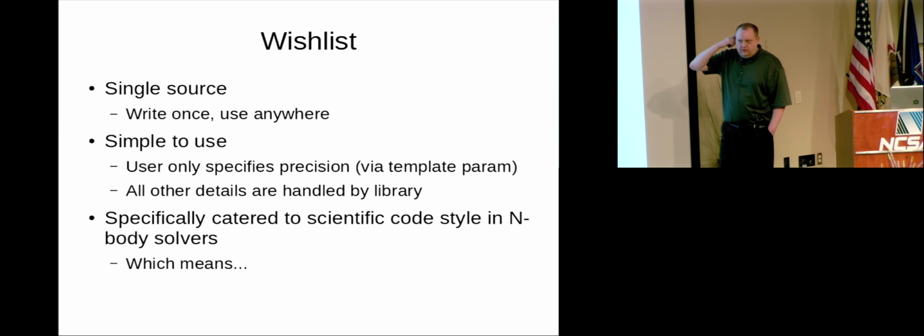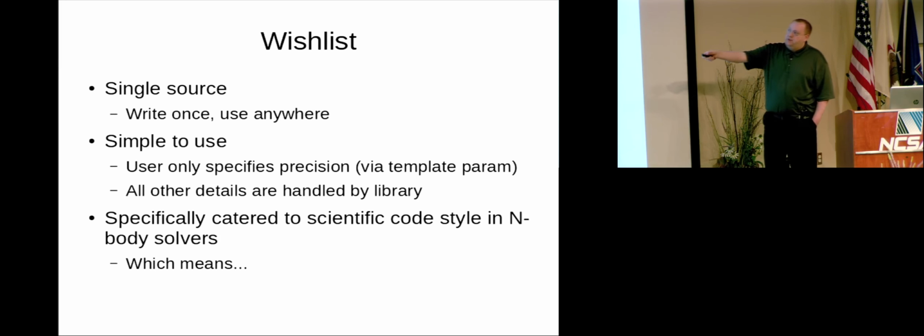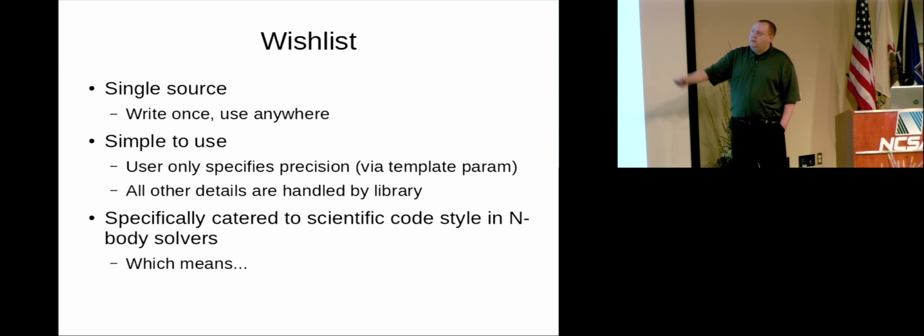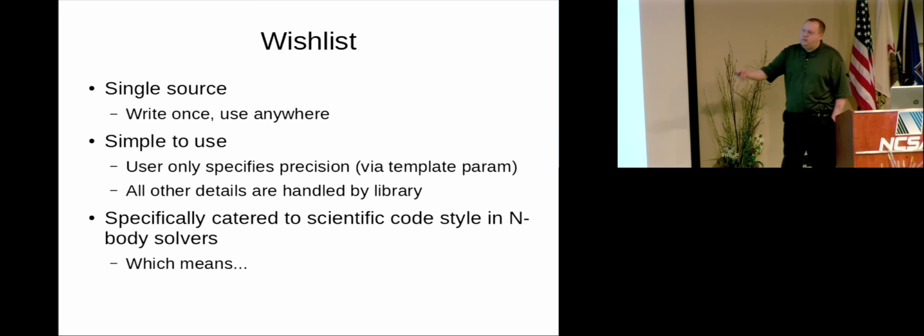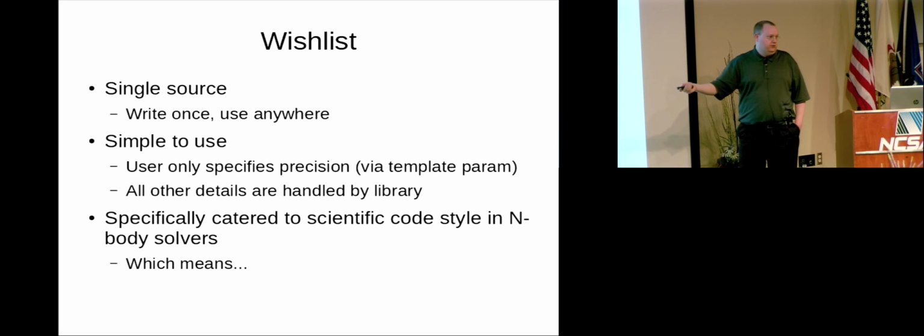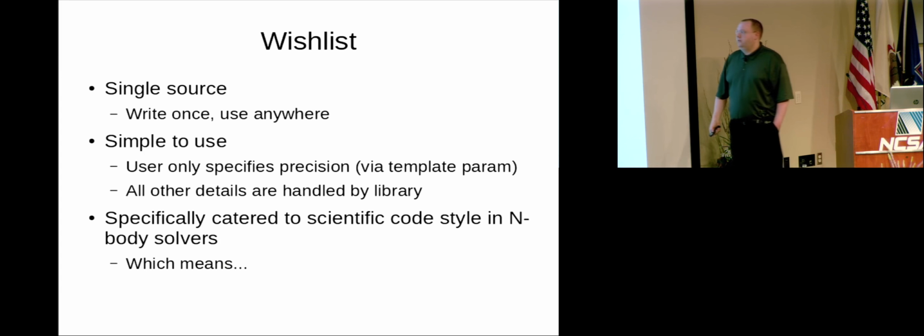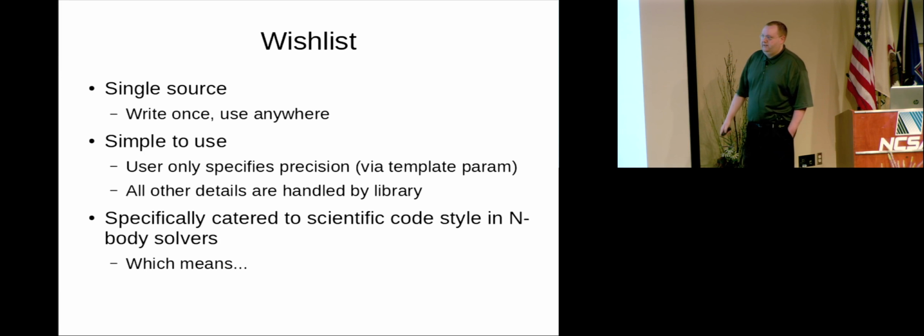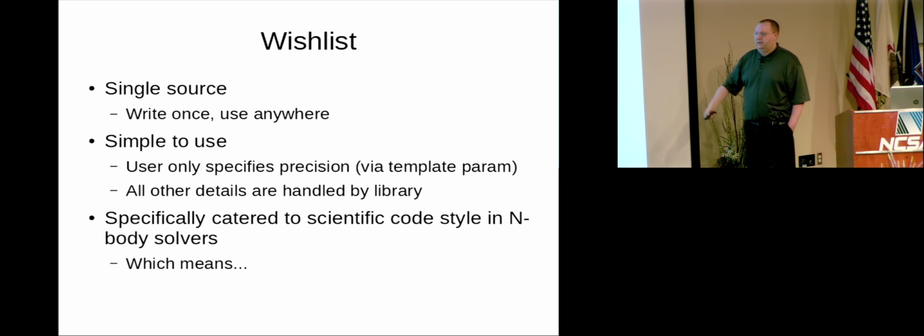So what do I want to see in a SIMD library? I want it to be single source. That is, I want to write once and use it anywhere. I'll get more into detail about this in the next slide. I want it to be easy to use because I'm writing for science-oriented folks, not computer science-oriented folks. So I only want the user to specify the precision. Again, we're only dealing with single and double precision here, so we use templates for that. And all the other details need to be handled by the library. I don't want the user to worry about anything else.